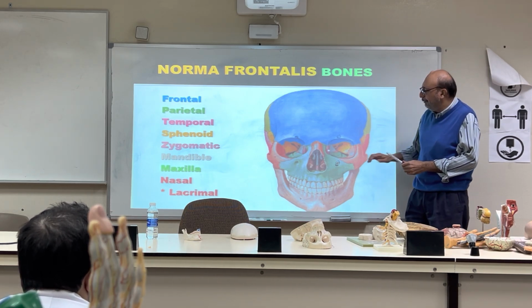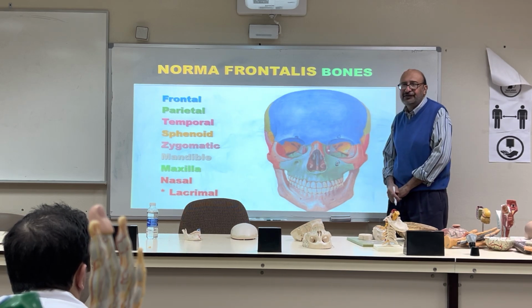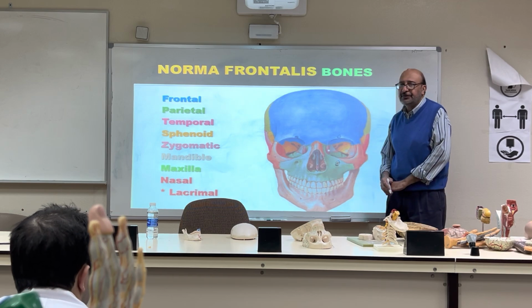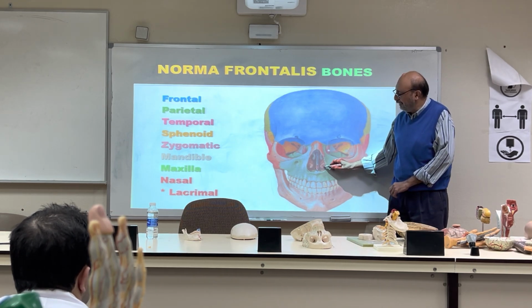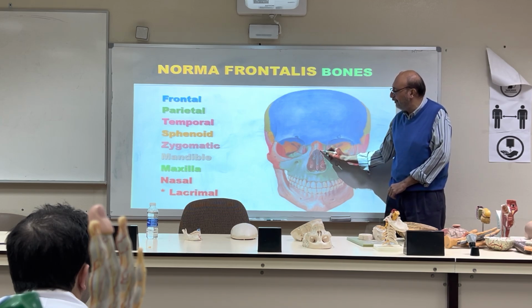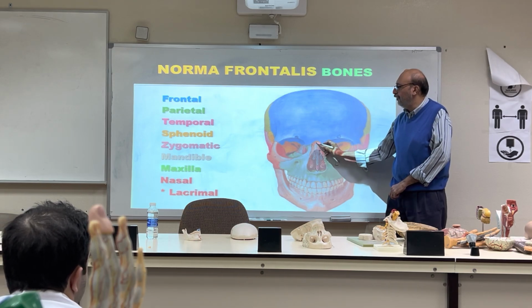Now here you can see multiple structures. You can see the perpendicular plate of ethmoid for the nasal septum, and you can see the vomer for the completion of the septum. You can see inferior concha, middle concha or turbinate, and of course here should be the superior. This is nasal bones, 2 nasal bones.